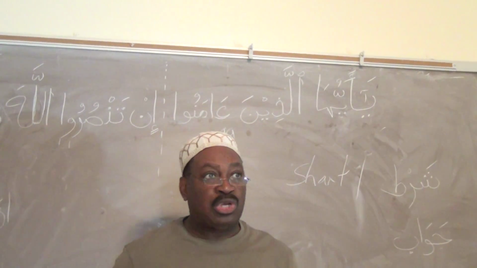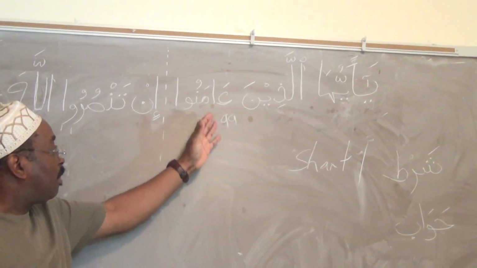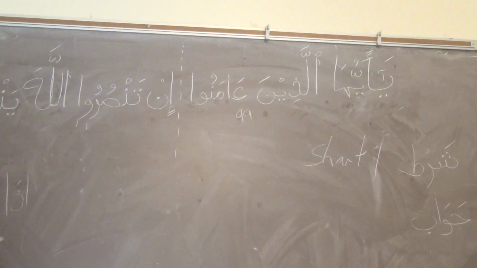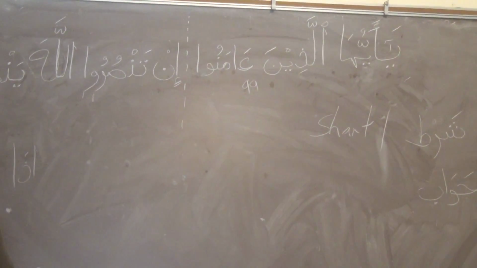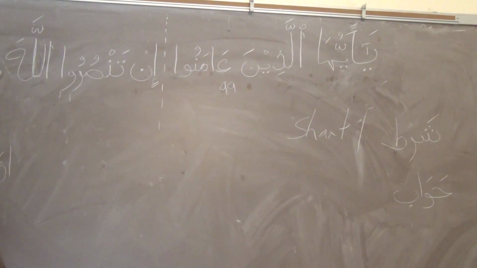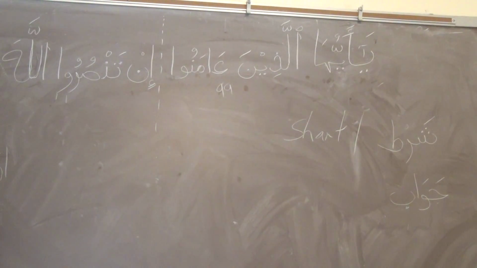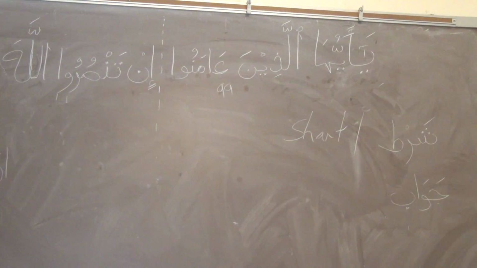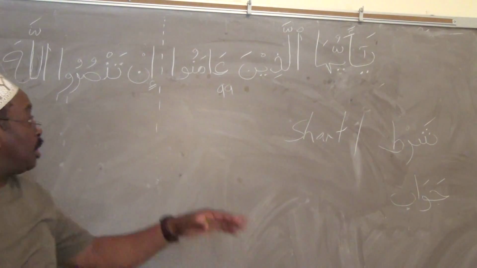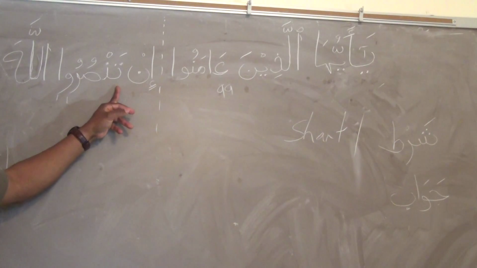So what would be the shart of this sentence right here? What would be the shart of this sentence? In tansuru. Right. So that means what? If you help Allah, see? If you help Allah. But brother, the tansuru is not help, because help is tusa'idu. But tansuru, I guess, has a different meaning. Yes, I know that. If you help, this is here, if you help Allah right here.